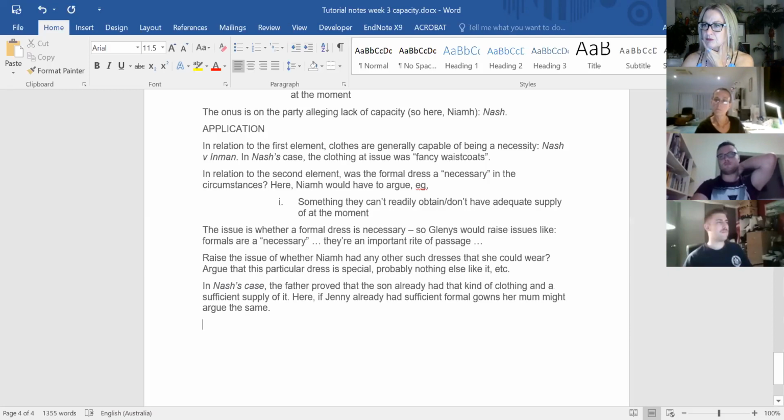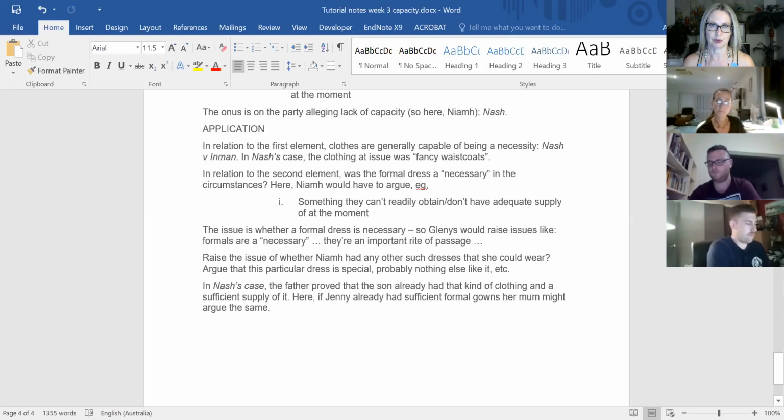Okay. If, however, that argument is that it's not a necessity, it means that the contract would not be enforceable, okay? And Neve's mum could repudiate. Now, whether or not she could get her money back would depend on whether there was a total failure of consideration, as the text goes into. But we won't worry about total failure of consideration right now too much.